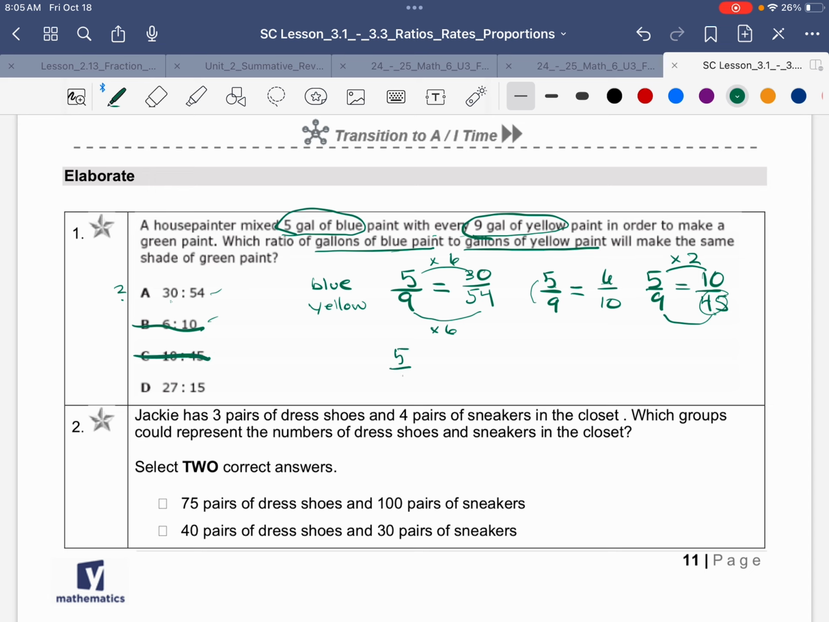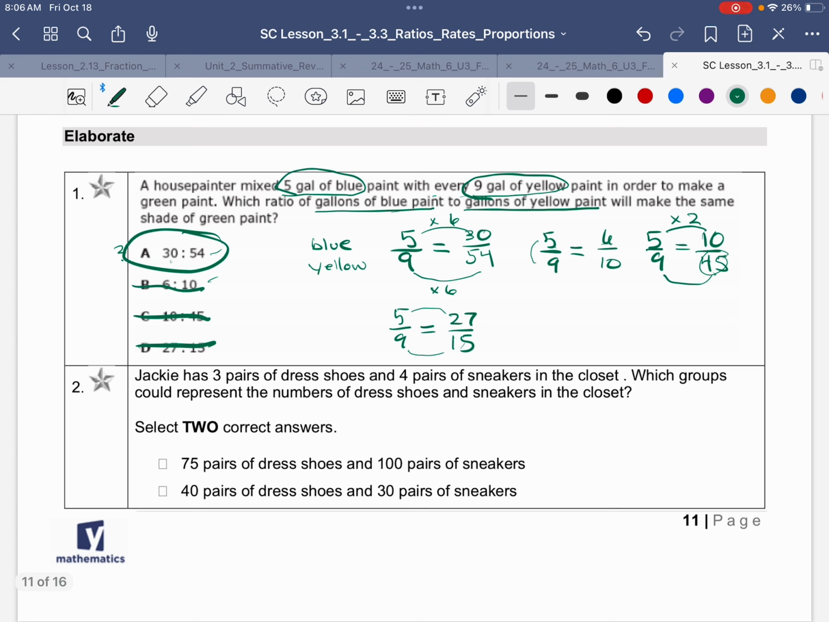And then the last one, 5, 9 equals 27, 15. Again, you can't really scale this nicely here. 5 to 27 is not really a number that you could find. You can go to 25. That would be 5 times 5. But even if you did 9 times 5, that would be 45. So this one is out as well. So our answer is A.